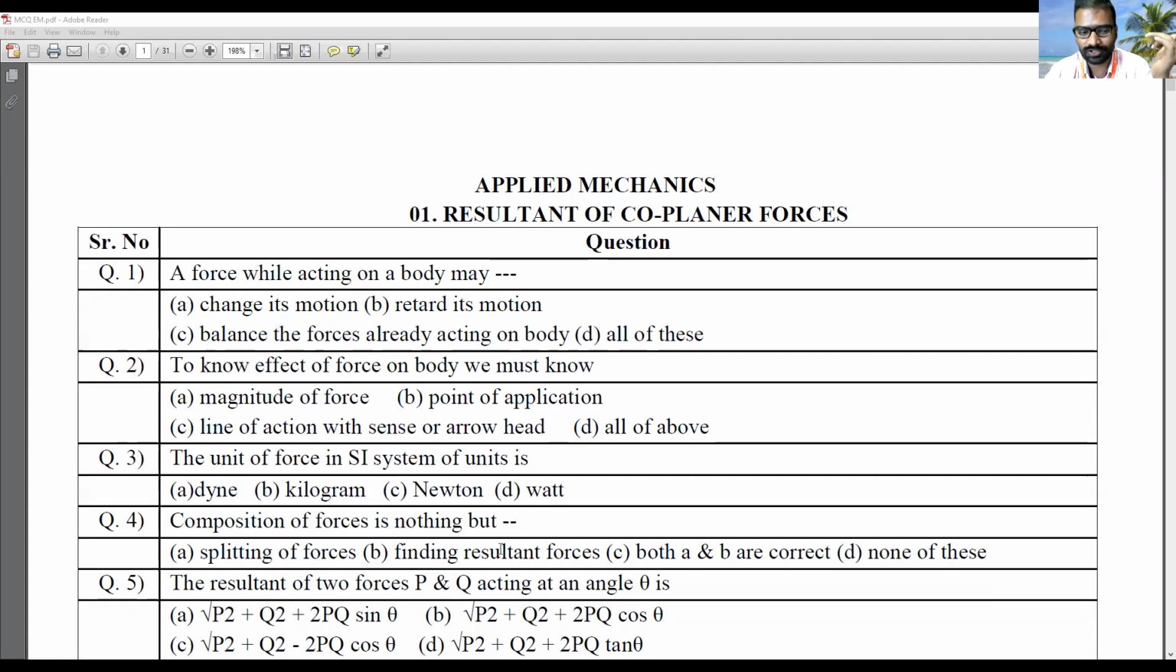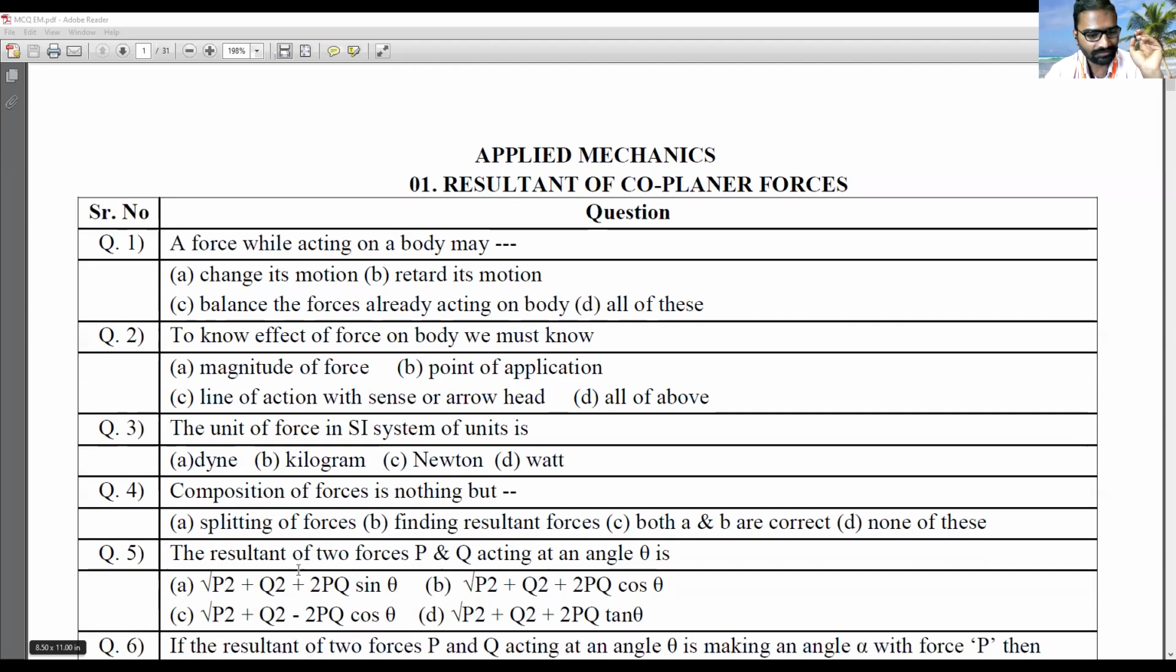Okay, I will ask one more question. Resolving of forces means, I will give the same four options, splitting of forces. Yes, resolving means splitting of forces. Yes, good. Next, question number 5. The resultant of two forces P and Q acting at an angle of theta is, who will give the answer? Option A, B, C, D.